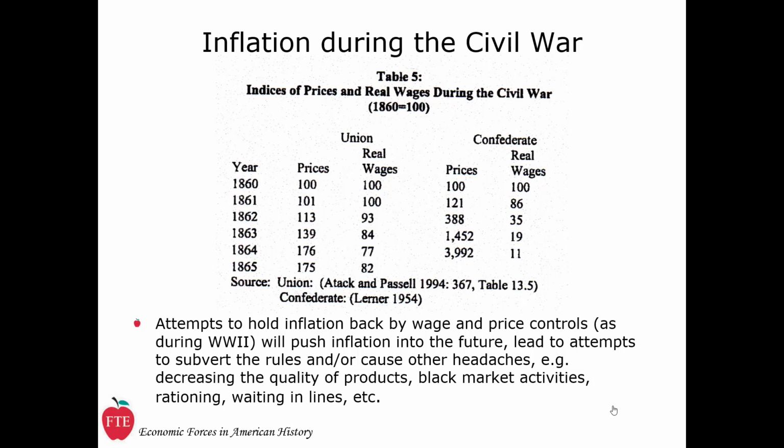You also know that the quality of goods starts to deteriorate. Well, I can't charge you a high enough price to cover my costs. Law won't let me. I'll make a good that costs less to produce. It'll be a shoddier good. It'll be a good of lower quality. And so you see a lot of that. Quality of products falls off, black market activity, rationing, and a lot of waiting in line and that kind of stuff to get your goods. And all of those costs are not shown up anywhere in our official statistics.